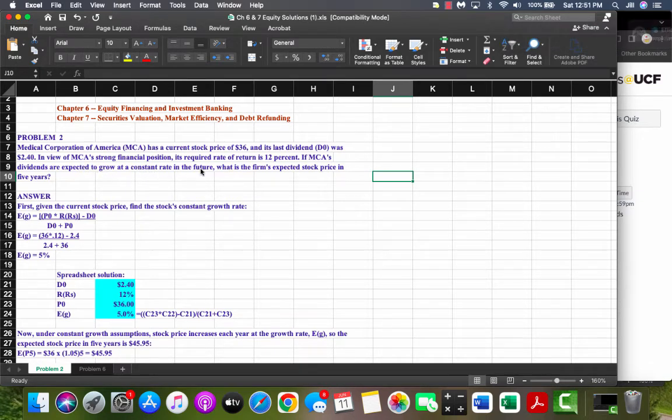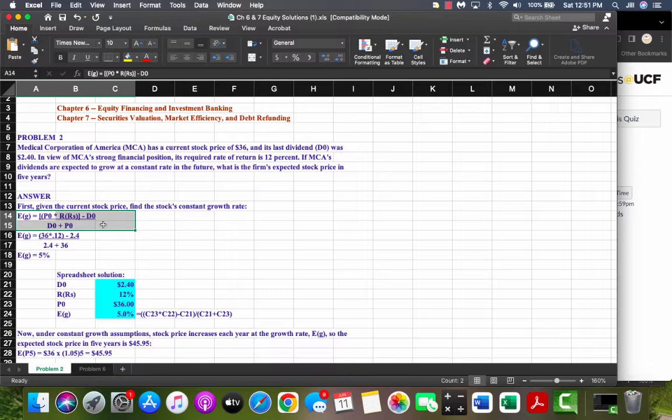In view of MCA's strong financial position, required rate of return is 12%. So down here for our calculations, we have D0, which is our dividend, RRS, which is our required rate of return. If MCA's dividends are expected to grow at a constant rate into the future, what is the firm's expected stock price in 5 years?